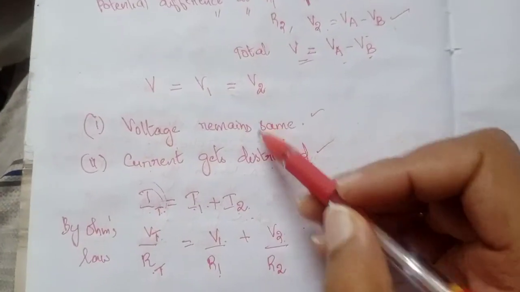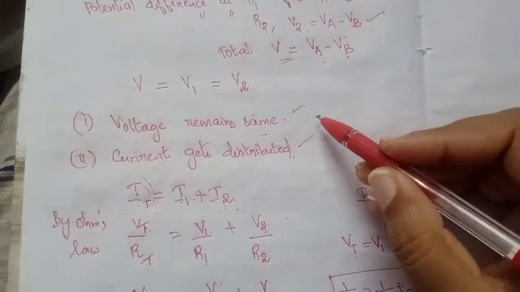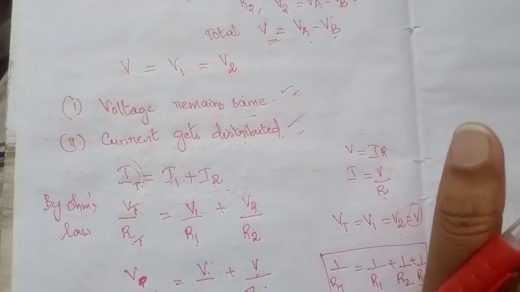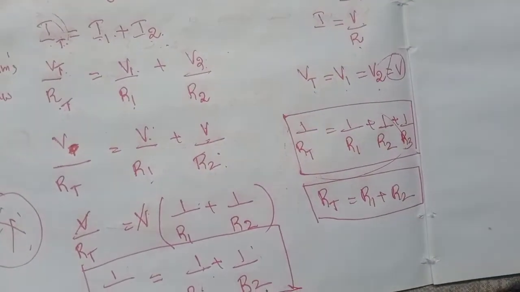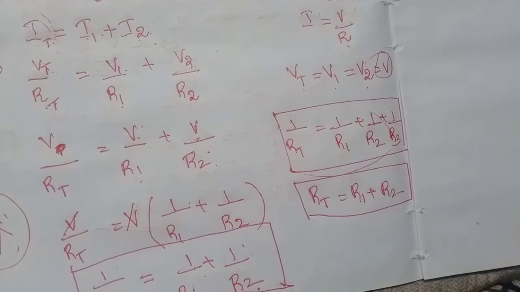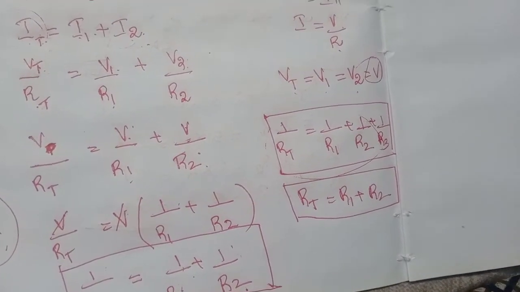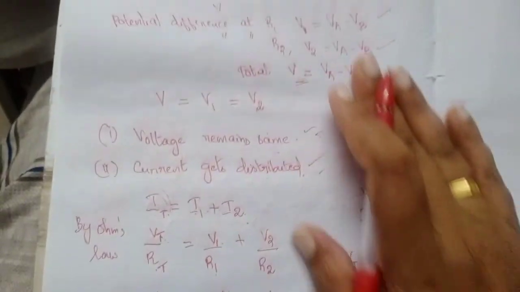So hope this is clear to you. Always keep in mind these two important points. In case of a parallel connection, the voltage remains the same and the current gets distributed, and the equation to find out the total or equivalent resistance is 1 by RT is equal to 1 by R1 plus 1 by R2 plus so on, up to however many resistors are connected in parallel. Hope this is clear.